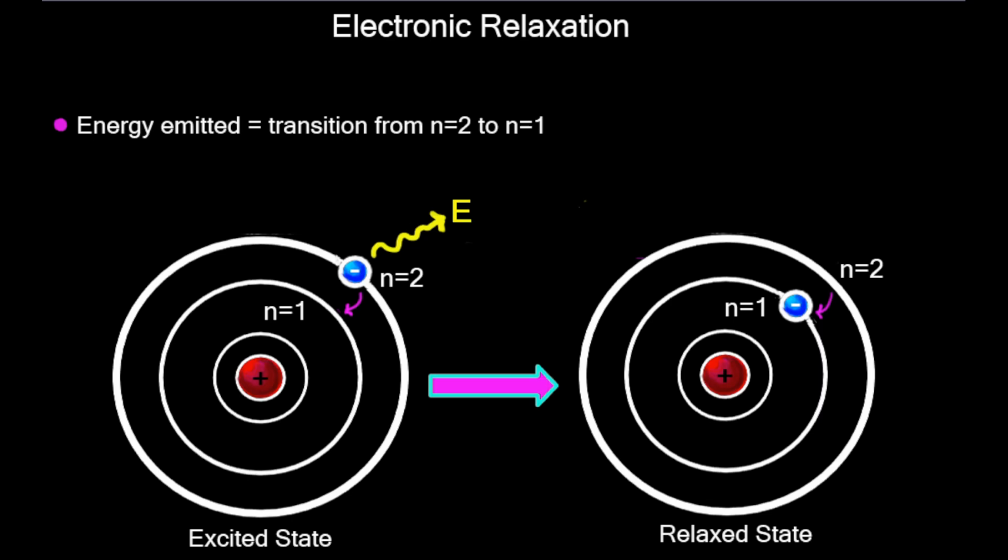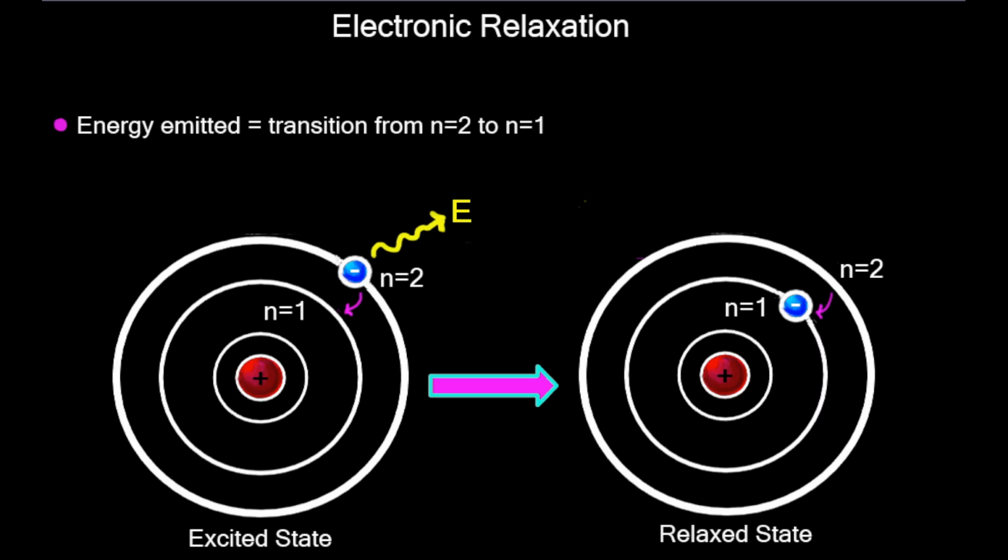This could be n equals 1 or other energy levels depending on the electron and the atom. The electrons of different atoms have different ground state energy levels. In the case of this hydrogen atom, the electron is in the ground state when it is at n equals 1. Here's a key important point.